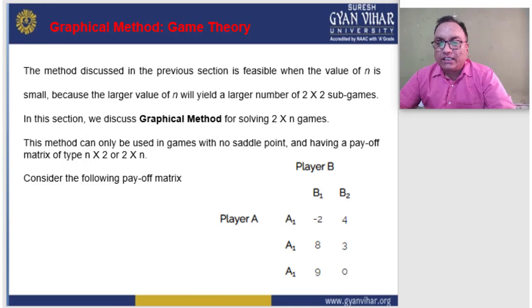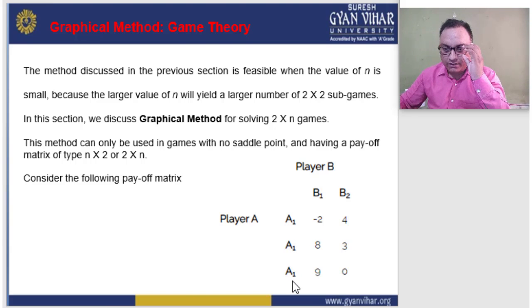This method can only be used in games with no saddle point and having a payoff matrix of type n into 2 or 2 into n. So here consider a payoff matrix, and this is for player A, and here the strategies for player A are A1.